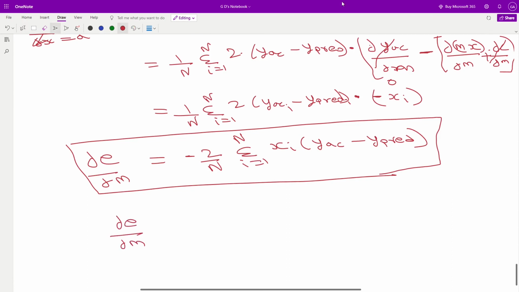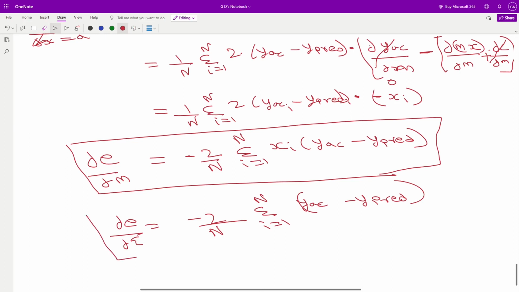Now, if I do it for dou E by dou c, exactly the same thing comes, but the only difference is in the last part, since you're doing dou E by dou c, the last term dou c by dou c becomes 1. So the final equation will be minus 2 by n into summation of i is equal to 1 to n, y actual minus y pred. Because obviously in this particular term there is no x, so dou mx by dou c becomes 0. So ultimately you'll get this particular term for dou E by dou c.